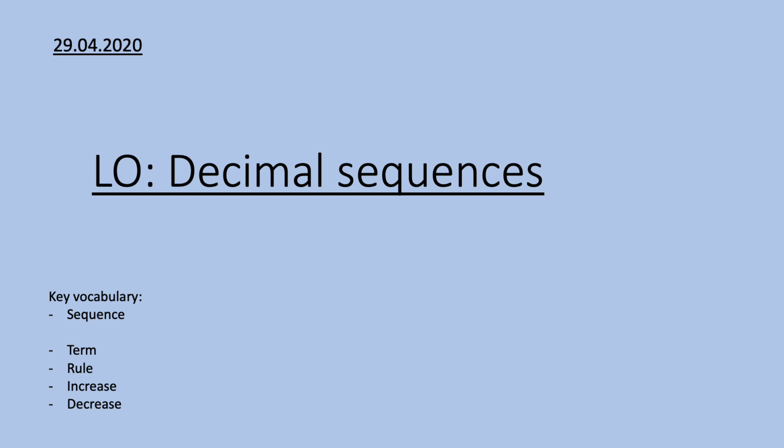And the key vocabulary that we're going to be using today is sequence, which is an ordered list of numbers, for example, 1, 2, 3, and 4. So it's the order that they are in. Term is each number in a sequence, okay? So, for example, the second term in the sequence above is 2, okay? Rule, increase, and decrease.